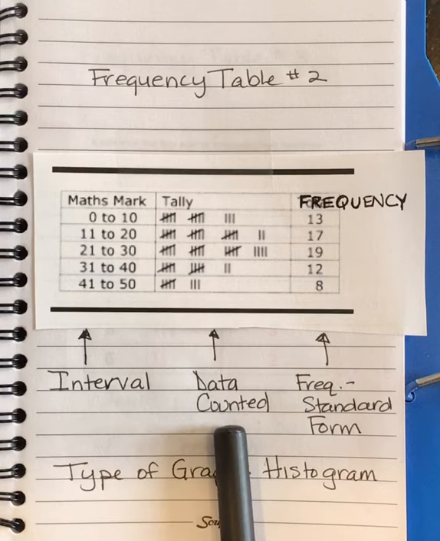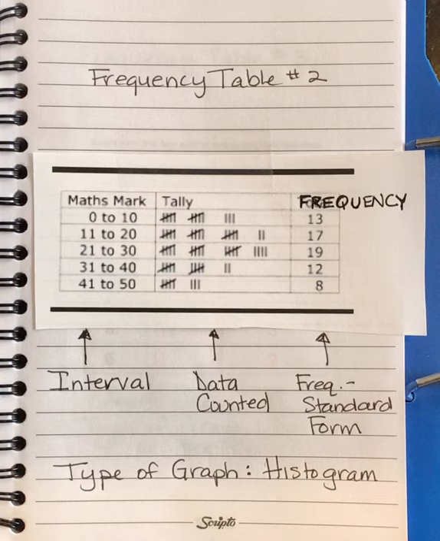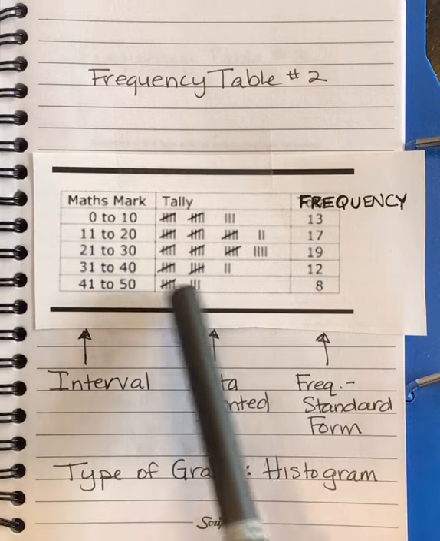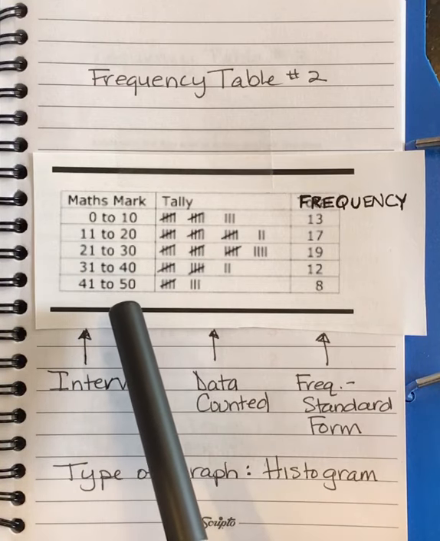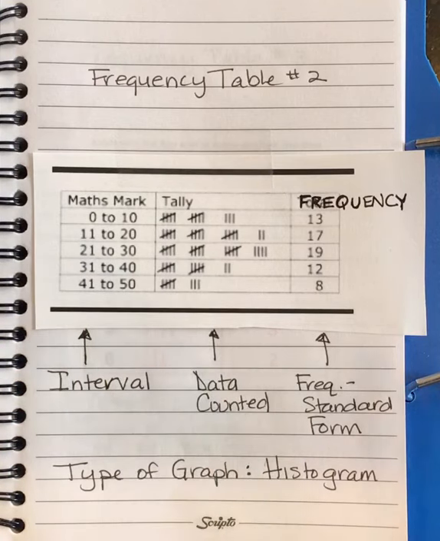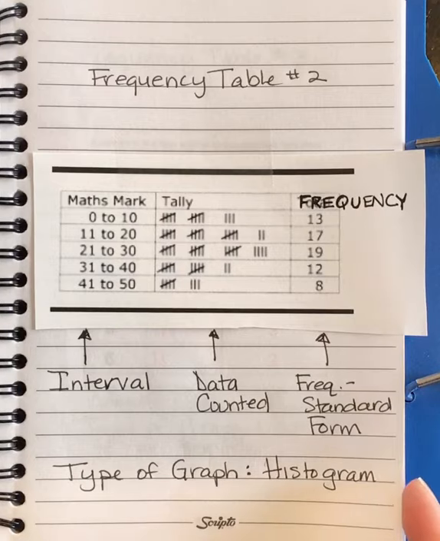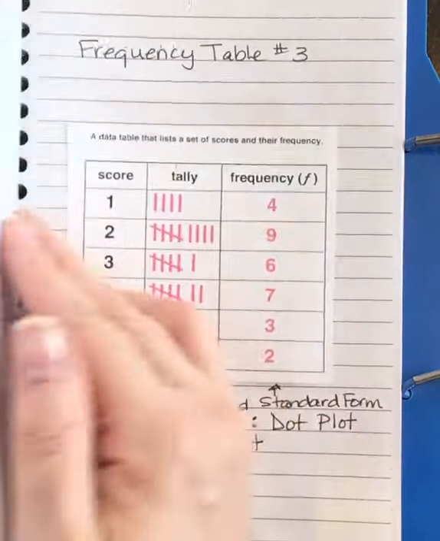Again, we take information that's been collected from whoever we're interviewing. We come up with a tally of how many people had math marks within each of those intervals. So we don't know specific grades, we just know that their grade was between 31 and 40, or we know their grade was between 41 and 50. We then see the frequency with which it occurs, and we write that in standard form. This is the kind of graph that we would use if we were creating something called a histogram.